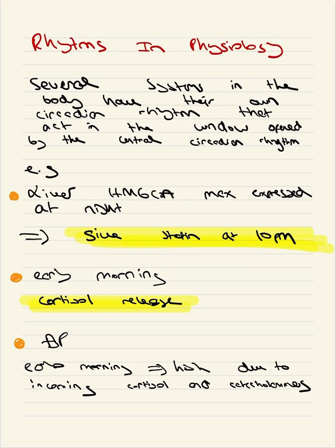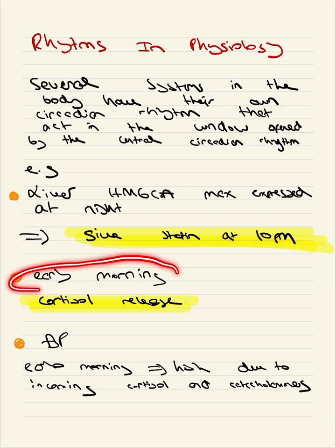Now, rhythms in physiology. This is very important. Several systems in the body have their own circadian rhythm that act in the window opened by the central circadian rhythm. Examples: in the liver, HMG-CoA is maximally expressed at night. So statin, which is the inhibitor of this, you have to give it at night, right? Because that gets maximum efficiency.